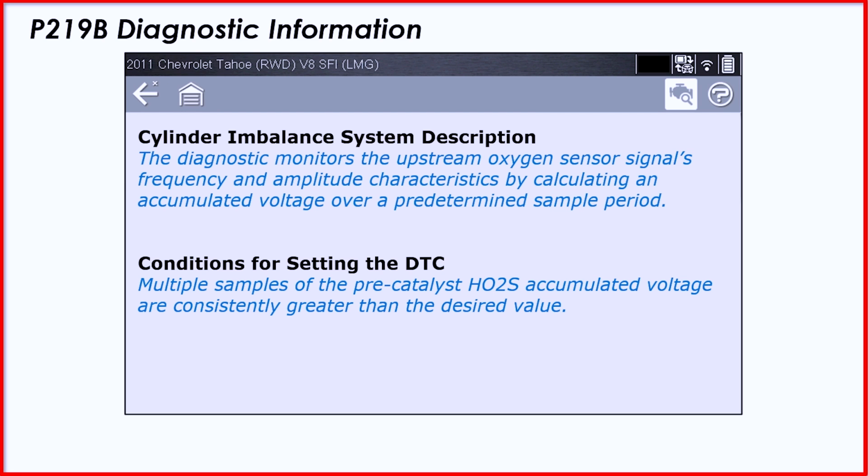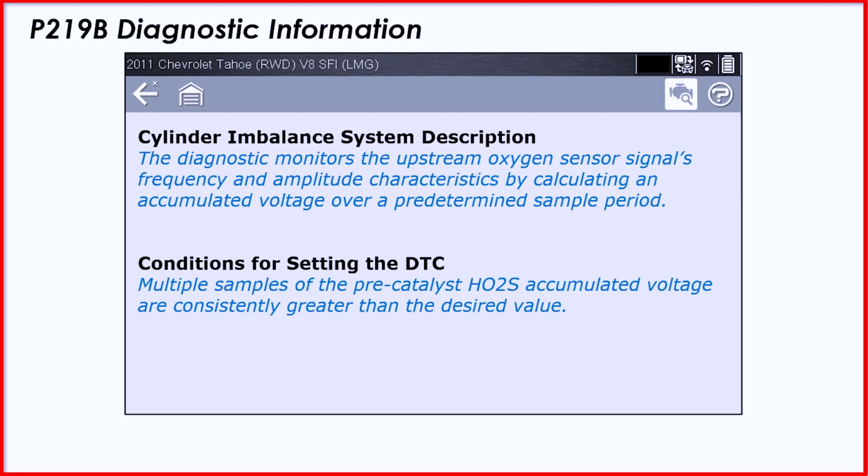So we want to find out what this system means. So we look up, and actually on the scan tool here, it tells us that the diagnostic system monitors the upstream O2 sensor signals, frequency and amplitude characteristics by calculating an accumulated voltage over a predetermined sample period. So basically it's saying it understands what that sample should look like, and our sample on the vehicle doesn't look like what it was seeing there. And we see that's part of the conditions for setting the DTC. Multiple samples, accumulated voltage are consistently greater than the desired value. So we've got an issue with the upstream O2 signal here.